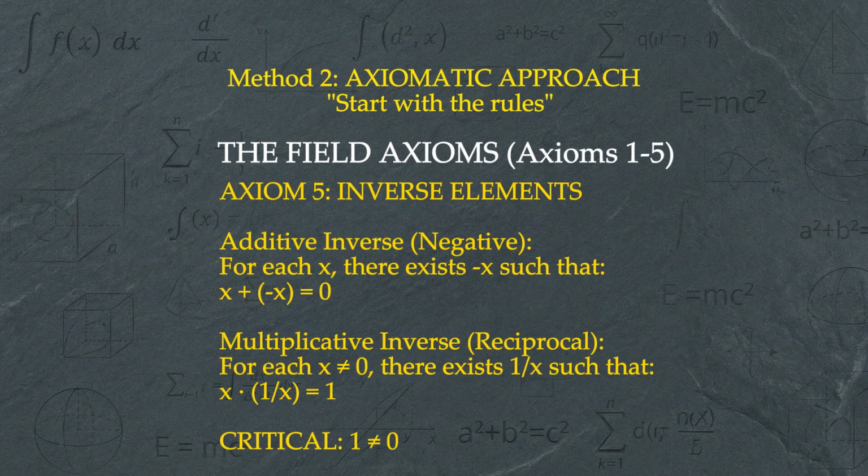Axiom 5 guarantees the existence of inverses. For every number x, there exists a negative, minus x, such that x plus minus x equals 0. And for every non-zero number x, there exists a reciprocal, 1 over x, such that x times 1 over x equals 1. But notice something crucial. Axiom 5 explicitly requires that 1 is not equal to 0.